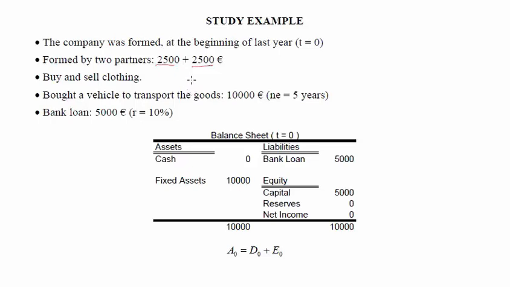To operate this business, they need to buy a vehicle to transport the goods, and they decide to buy the vehicle when they start the business, that is in t equals 0, and the cost of the car was 10,000 euros. Of course, at the beginning they didn't have that money, so they asked for a loan to a bank. They have 5,000 and they ask 5,000 from a bank, and this loan has a cost which is 10%.